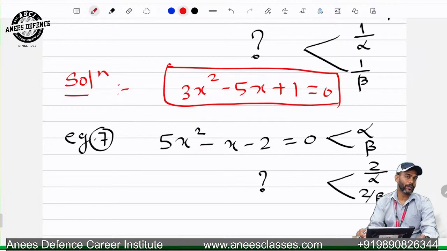So two transformations are there if you see. Yes or no? First we have to reciprocate the roots, so we have to interchange minus 2 and 5. And then we have multiplied by 2, so we have to divide it by 2. So two transformations are there. Try to solve it. Very easy.